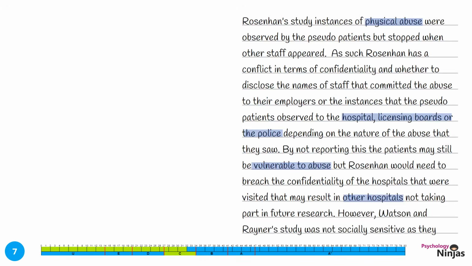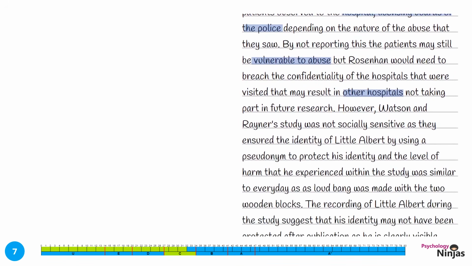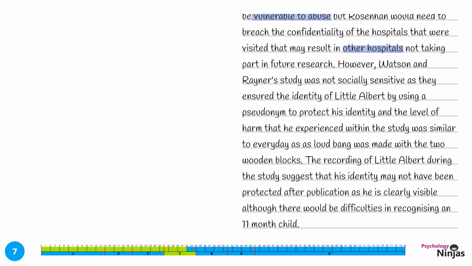However, Watson and Rayner's study was not socially sensitive as they ensured the identity of little Albert by using a pseudonym to protect his identity, and the level of harm that he experienced within the study was similar to everyday, as a loud bang was made with 2 wooden blocks. The recording of little Albert during the study suggests that his identity may not have been protected after publication, as he is clearly visible, although there would have been difficulties in recognising an 11-month-old child.